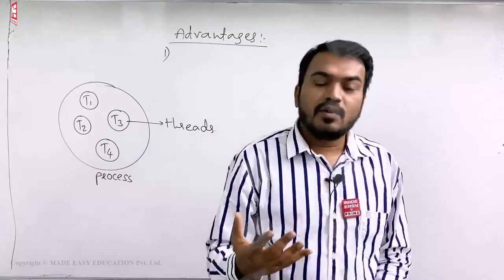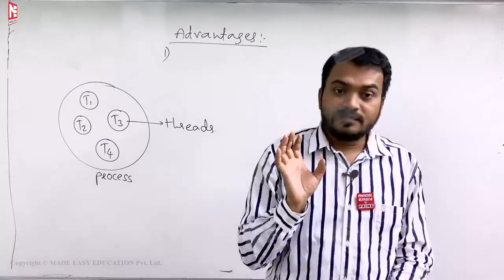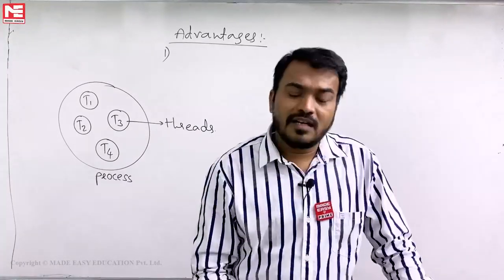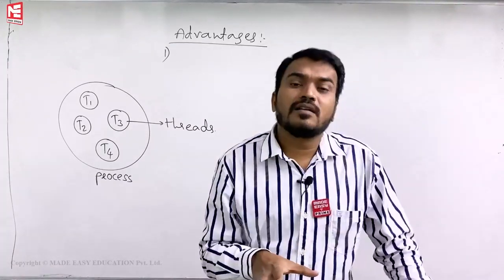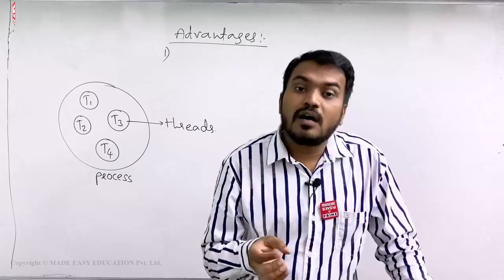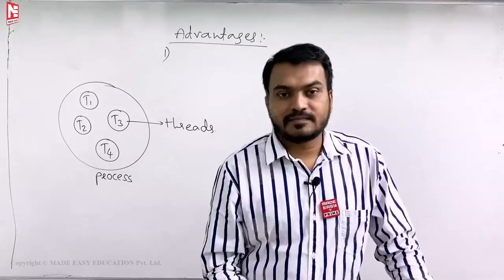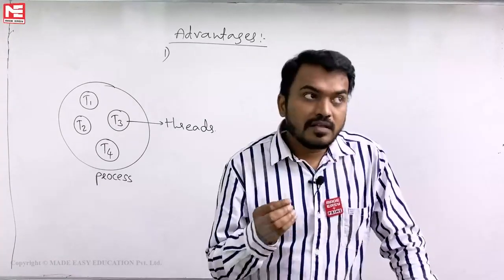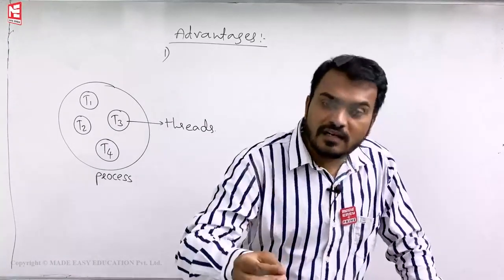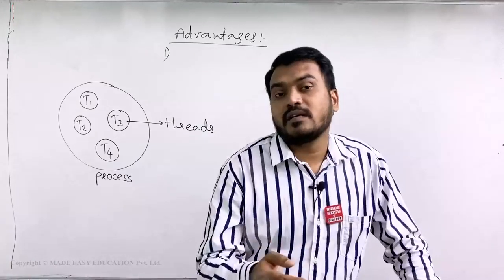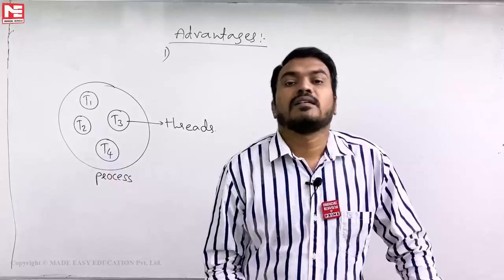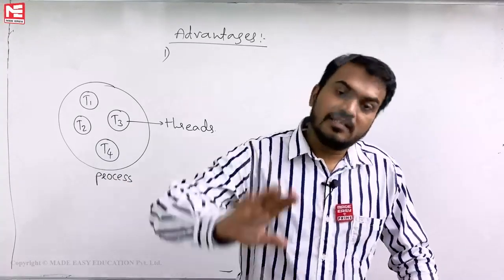Is that clear? So listen to me carefully. If the process is divided into multiple threads, then if one thread has completed its execution, immediately the output will be responded. And remember, this response will be faster compared to the response of the process. Is it clear for everyone?